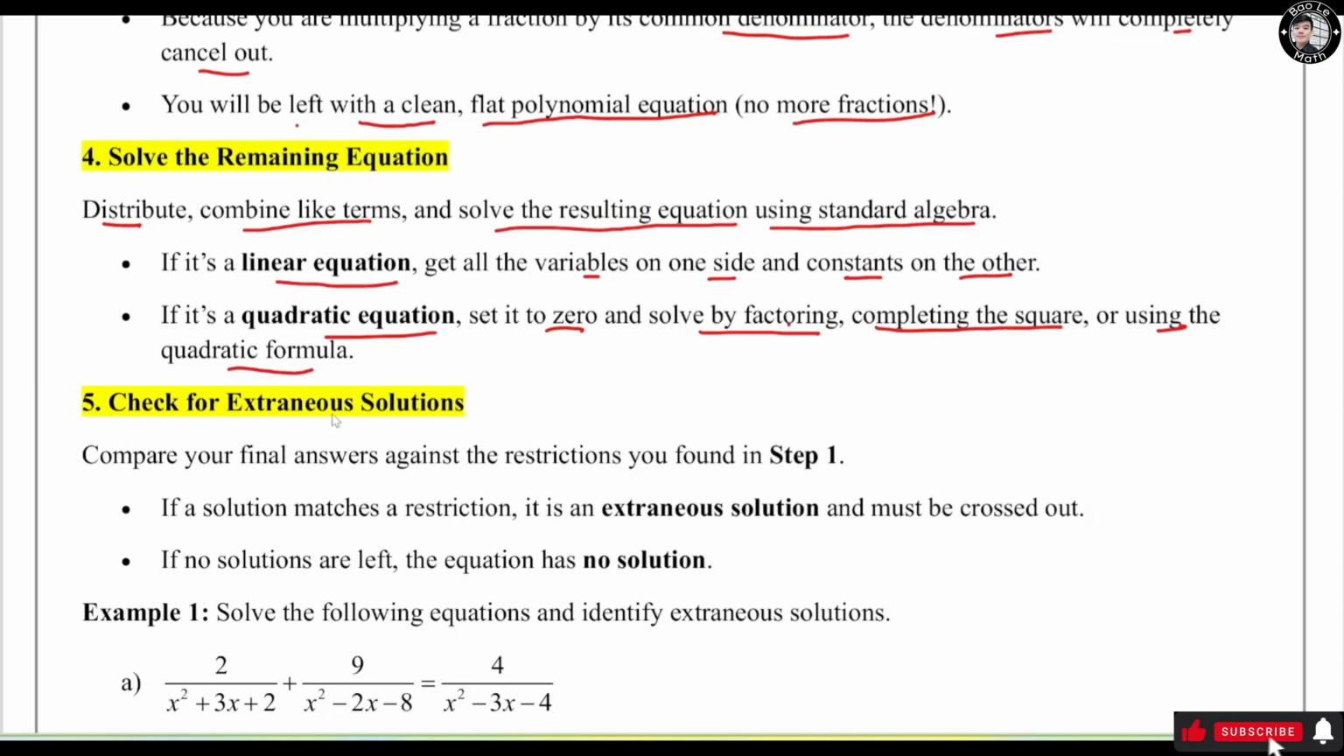Step number 5, check for extraneous solutions. Compare your final answer against the restrictions you found in step number 1. If a solution matches a restriction, it is an extraneous solution and must be crossed out. If no solution is left, the equation has no solution.